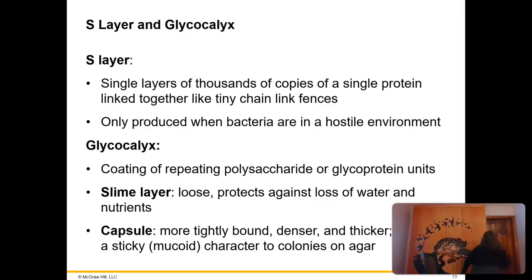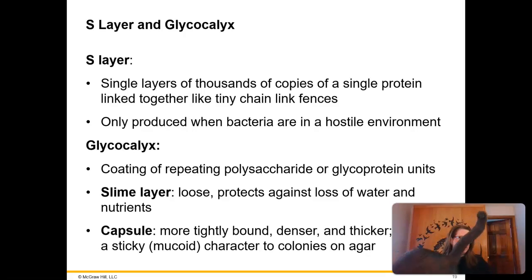The glycocalyx. Glyco means sugar, and calyx means coating. So it is a sugar coating. It can have some proteins associated with it. So just be thinking sugar coating, but also maybe some proteins. So when we have polysaccharides, this is repeating sugars.